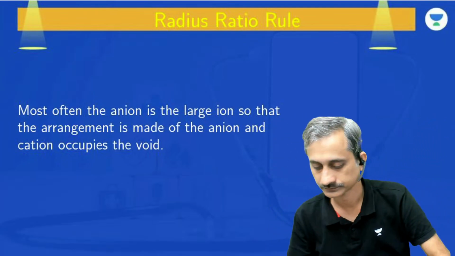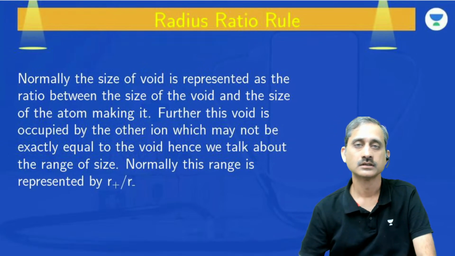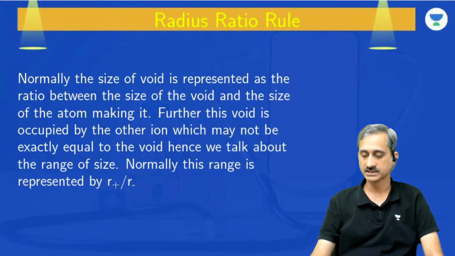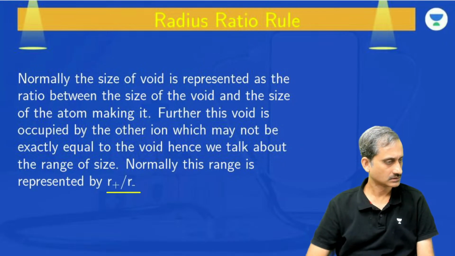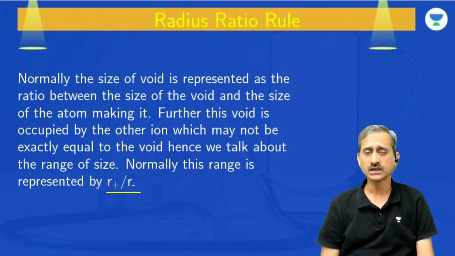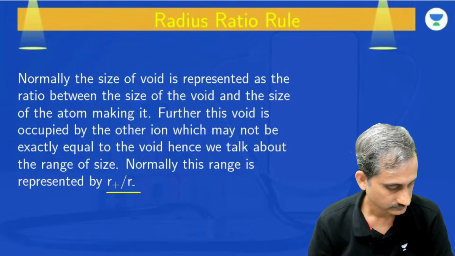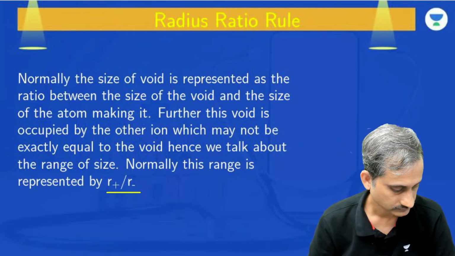Okay, so here we are representing the range as r plus upon r. Read through it. Whenever you talk about the size of the void, think of the pajama with the elastic in it.